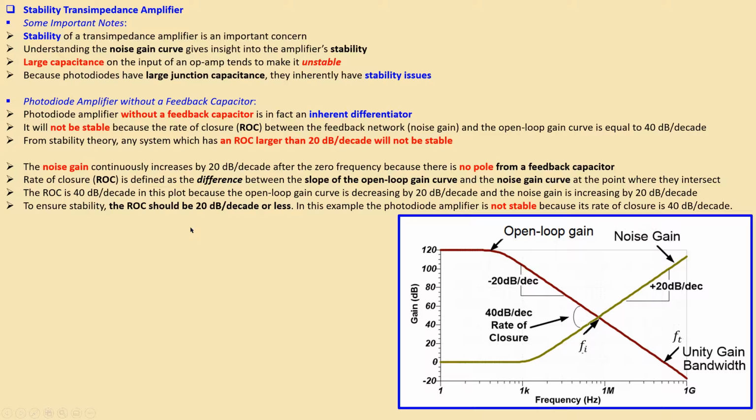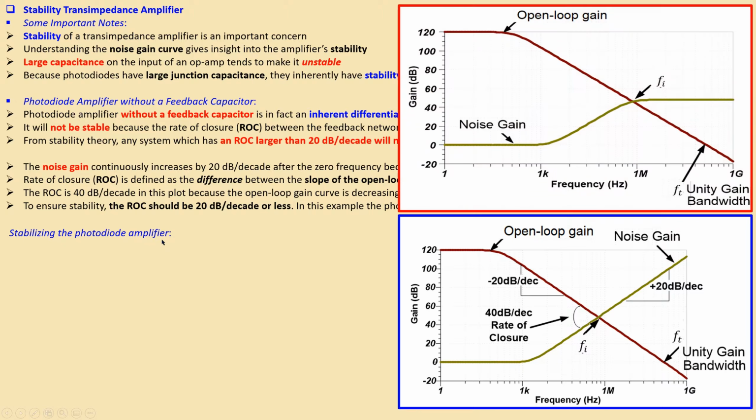So to ensure stability, if you want to have a rate of closure less than 20 dBs, then this line must already go flat when you intersect your open loop gain curve. So for stabilizing the photodiode amplifier, you can make it like this. The noise gain will catch up due to that zero, and then it needs to level off by that pole due to the feedback capacitor and also the feedback resistor.